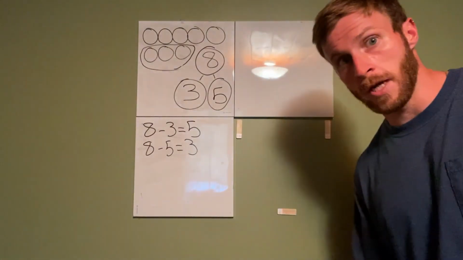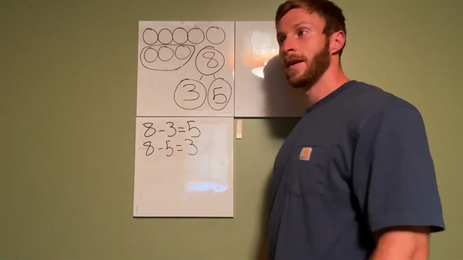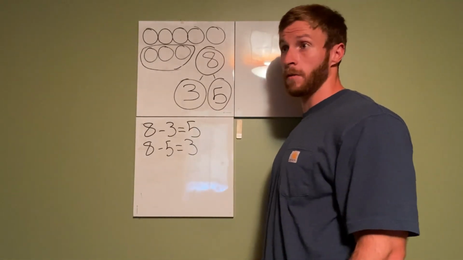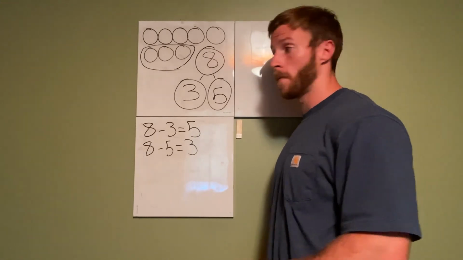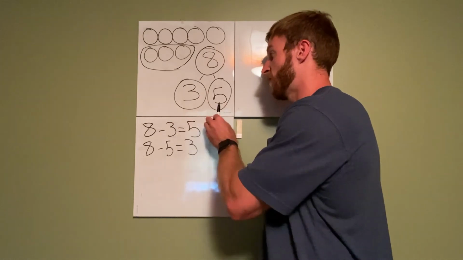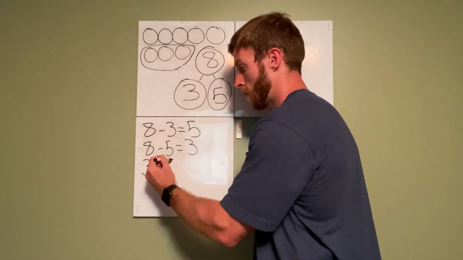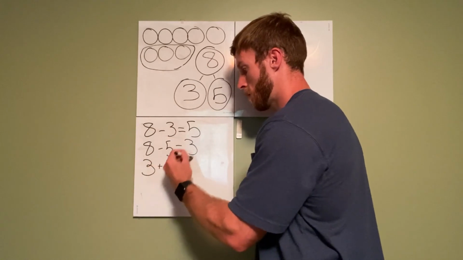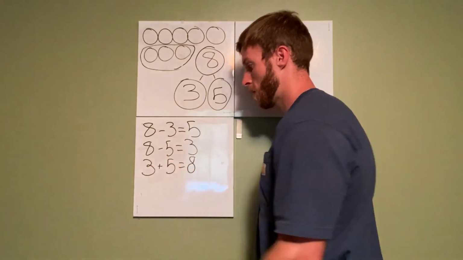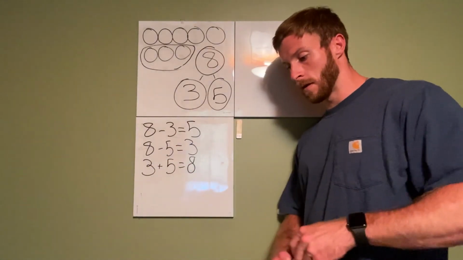All right, almost done. Almost done. I want to make an addition sentence out of this. And for addition, we get to use the saying part plus part equals whole. Part plus part equals whole. 3 plus 5 equals 8. And all we got to do is write that. 3 plus 5 equals 8. And there's our number sentences.